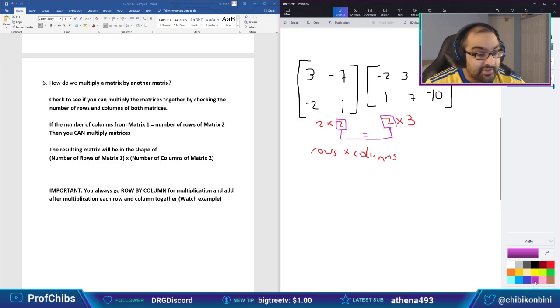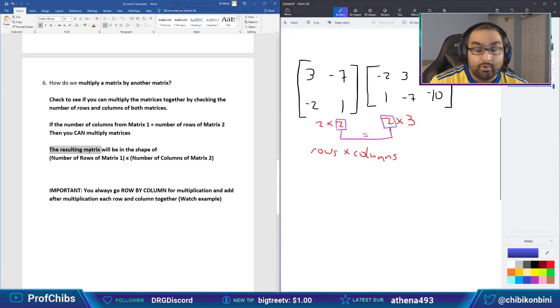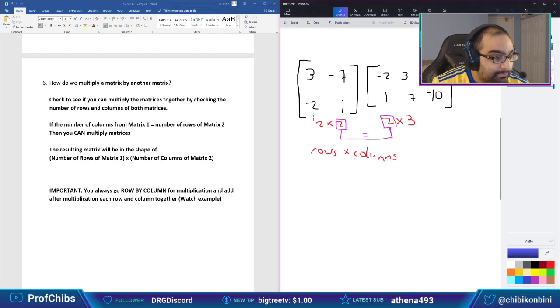Now, there is a second consequence to this as well. Let's talk about that, and that's in regards to the resulting matrix. You can also predict what the shape of the resulting matrix is going to be, because the number of rows and columns of the resulting matrix will be the number of rows of matrix 1 by the number of columns of matrix 2. So if I put a blue box around this and put 2 and 3 here, this 2 by 3 matrix is the shape of the resulting matrix.